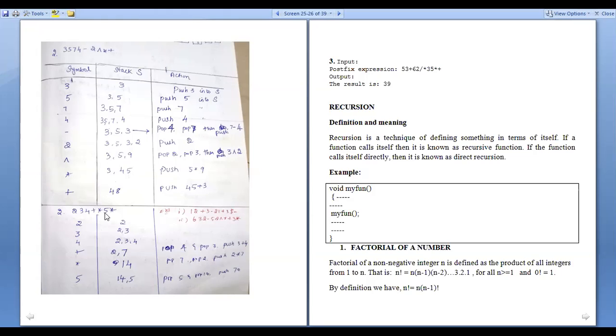Now let us see another simple example to understand it better. This is the postfix expression. The expression is 3, 2, 4, plus, star, 5, star.